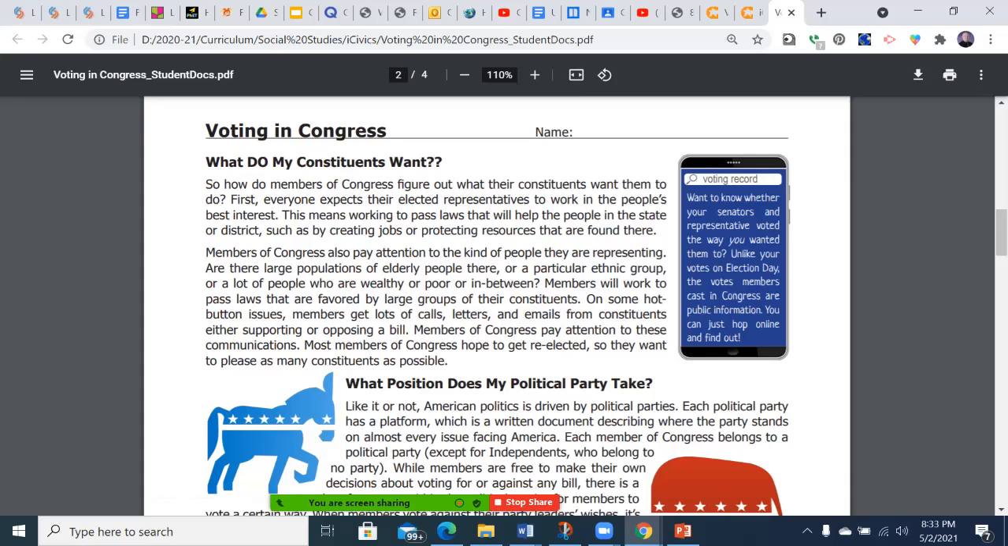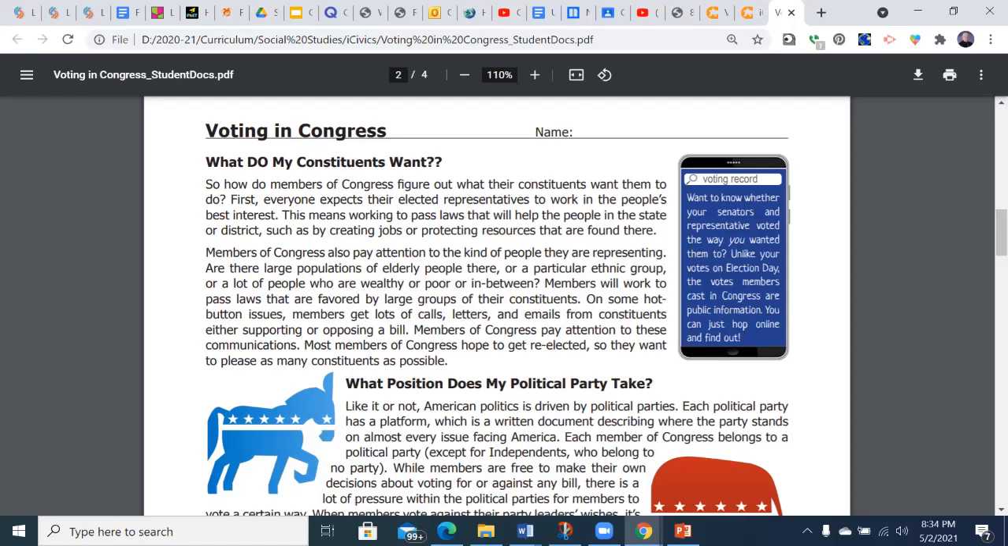First, everyone expects their elected representatives to work in the people's best interest. This means working to pass laws that will help the people in the state or district, such as by creating jobs or protecting resources that are found there. Members of Congress also pay attention to the kind of people they are representing. Are there large populations of elderly people there, or a particular ethnic group, or a lot of people who are wealthy or poor or in between? Members will work to pass laws that are favored by large groups of their constituents.